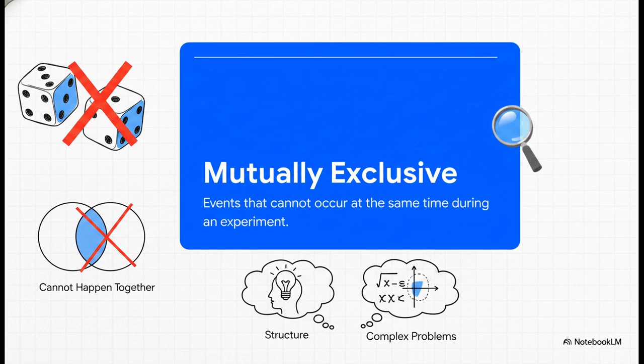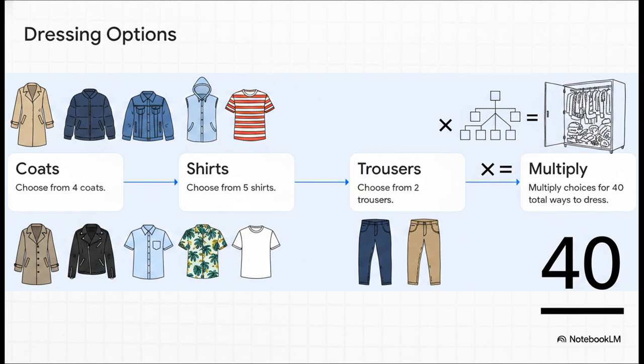Let's put this into practice with a totally relatable everyday choice: Alemu's morning routine. He's standing right in front of his closet, facing a wardrobe dilemma. He's got 4 coats, 5 shirts, and 2 trousers. So how many different ways can Alemu actually dress?